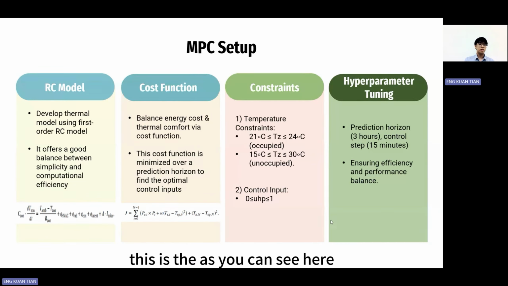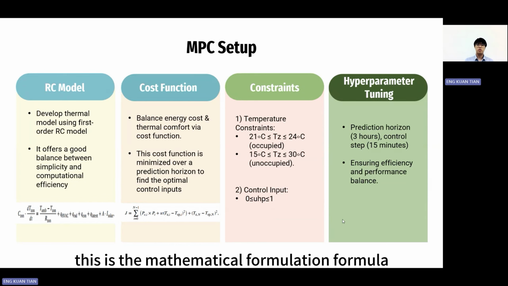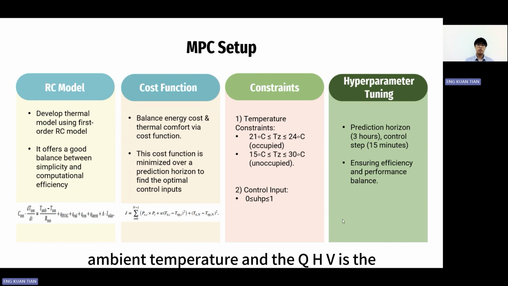As you can see here, this is the mathematical formulation. Here, T zone is the zone temperature, T ambient is the ambient temperature, and Q HP is the heating power, among other terms that represent various heat gains and losses.